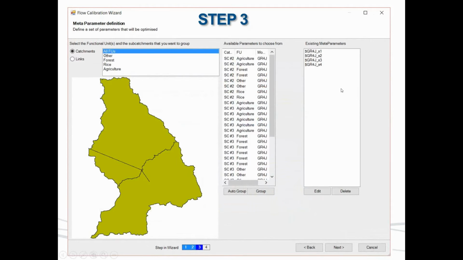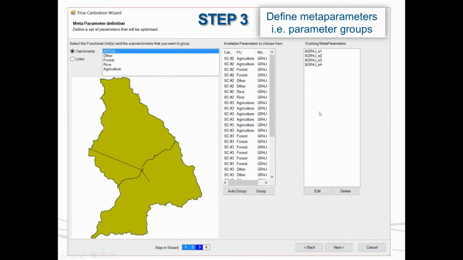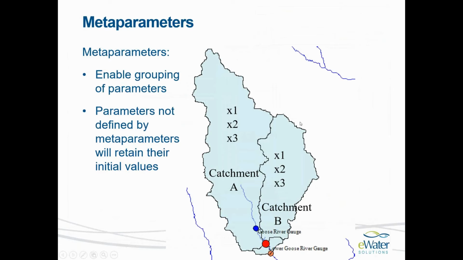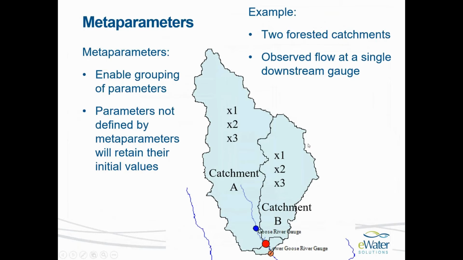The third step of the calibration wizard is to choose metaparameters. And this is perhaps one of the most confusing or complicated areas of setting up your calibration. Metaparameters define parameter groups. I'm just going to demonstrate how they work using a simple example of two catchments. Our two catchments are both forested, they're adjacent to one another, and we have observed flow at a single downstream gauge.